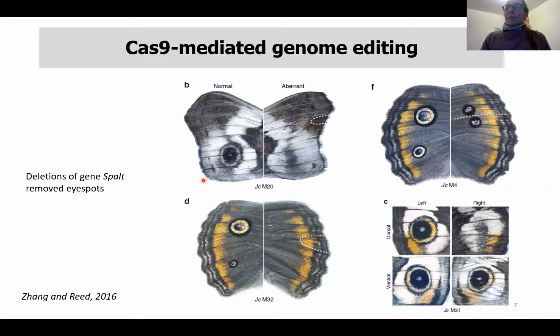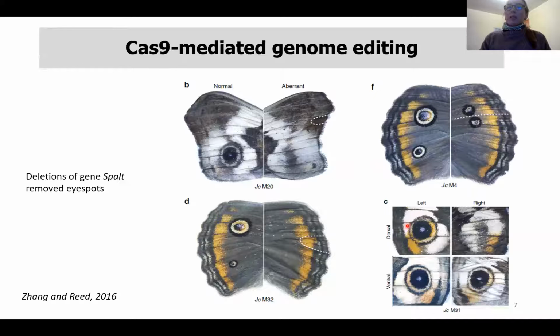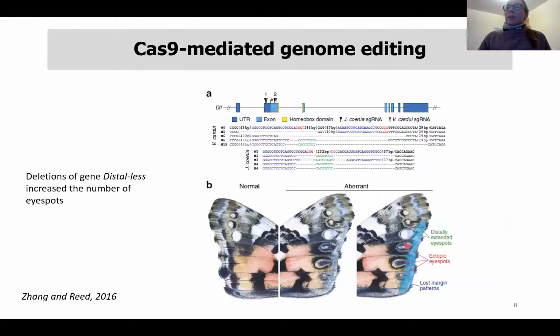And then the other gene, called distal-less, gave more spots on butterfly wings. So we have two genes: one gives a less eyespot pattern, and the other gives more eyespots on the butterfly wing. It's quite a nice example showing that Cas9 can perform either of these genome engineering tasks.